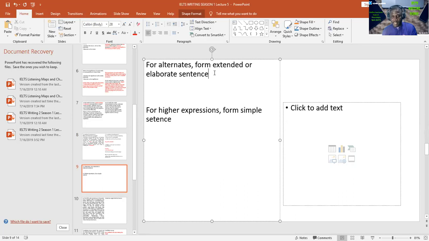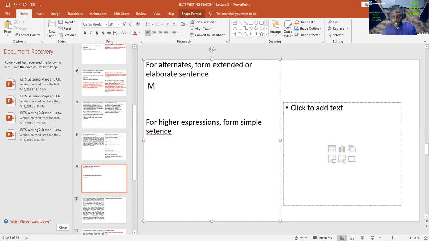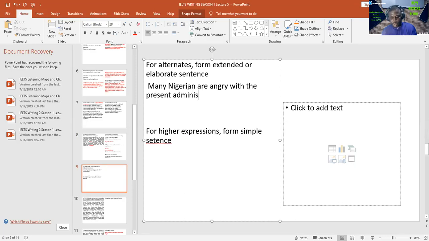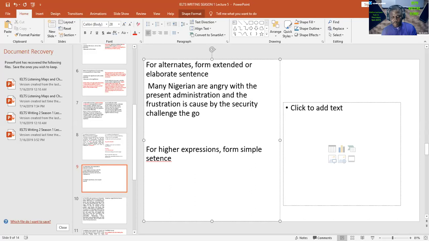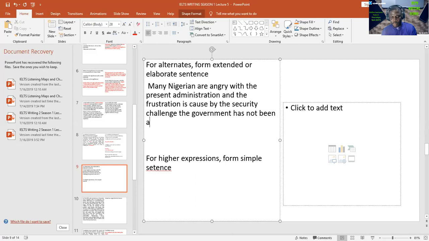For example, in the alternate words, I picked the words anger and frustration. Let me say, many Nigerians are angry with the present administration, and the frustration is caused by the security challenge the government has not been able to tackle. Okay, so I'm just saying that many Nigerians are angry with the present administration, and the frustration is caused by the security challenges the government has not been able to tackle.